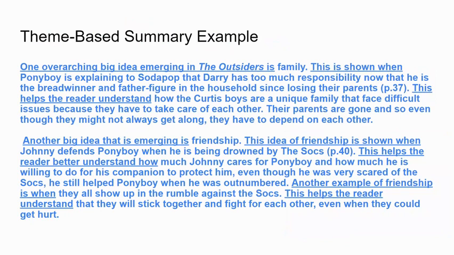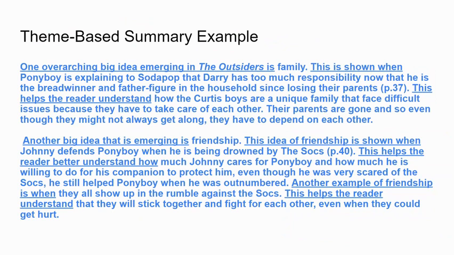Here's an example of a theme-based summary. Just like with the character-based summary, it follows a format. It looks like it's a lot, but really once you get into it, it goes pretty easily once you have learned the format. So I write, one overarching big idea emerging in The Outsiders is family. This is shown when Ponyboy is explaining to Soda Pop that Darry has too much responsibility now that he is the breadwinner and father figure in the household since losing their parents. That happens on page 37.